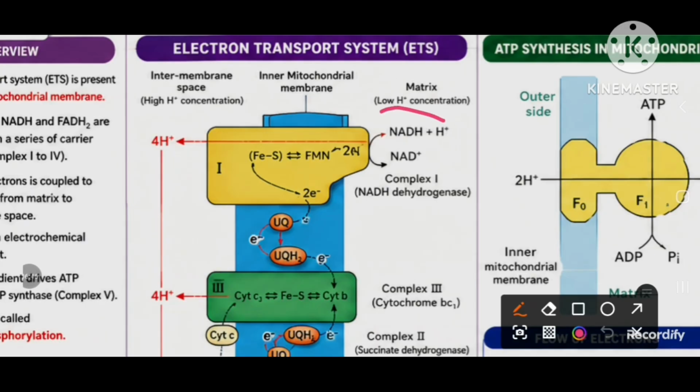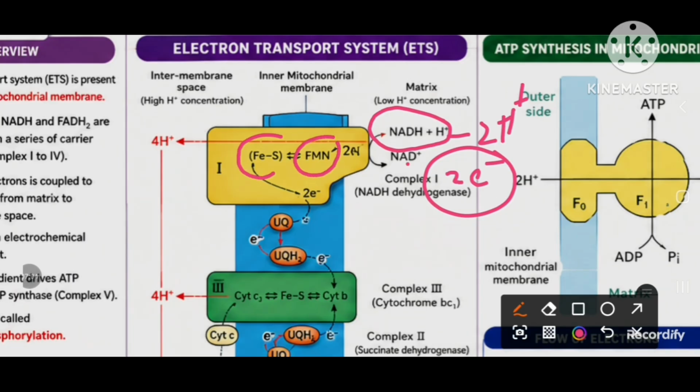When the NADH molecule breaks and becomes NAD plus, it will release 2 H plus ions, and similarly it releases electrons. So 2 electrons will be released, and these electrons are carried by the FMN and as well as the FeS receptors in complex number 1, and by the use of electron energy, complex number 1 will transport 4 H plus ions from matrix to intermembrane space.